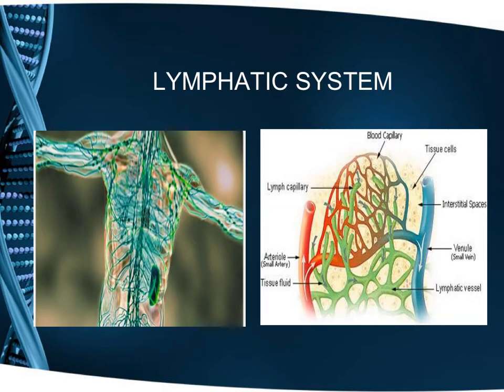Next, let's review the lymphatic system. The lymphatic system contributes to fluid balance by removing excess interstitial fluid and returning it to the circulatory system. If the lymphatic system does not function correctly, fluid would build up in the interstitial compartment.